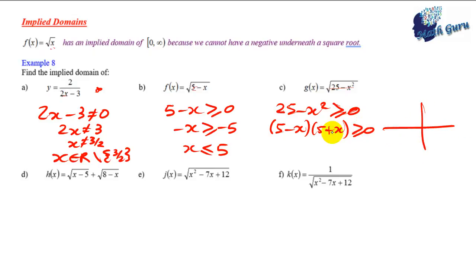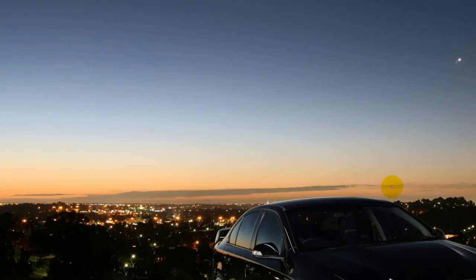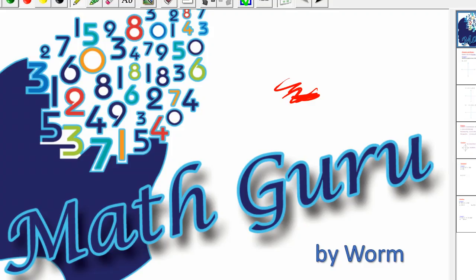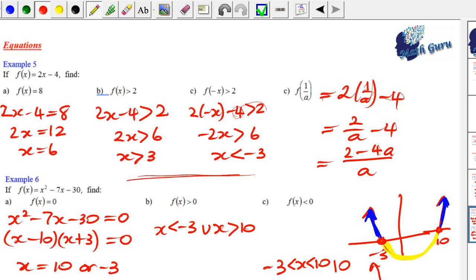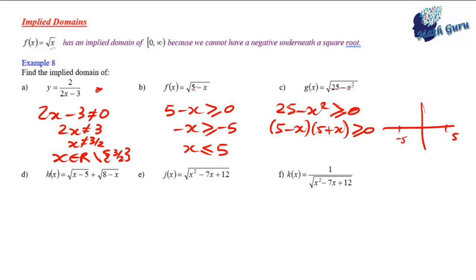If I sketch it, we've got intercepts at negative 5 and 5. This one's a little bit tricky because if you have a look here, I've got negative x squared, so it's going to be upside down. What values is this thing greater than or equal to 0? Well, it's here, and it's equal to 0, so it's from those values, including those values.